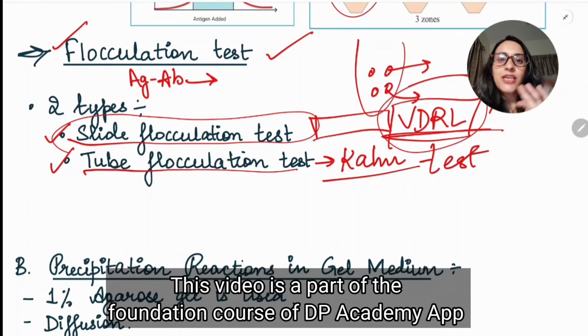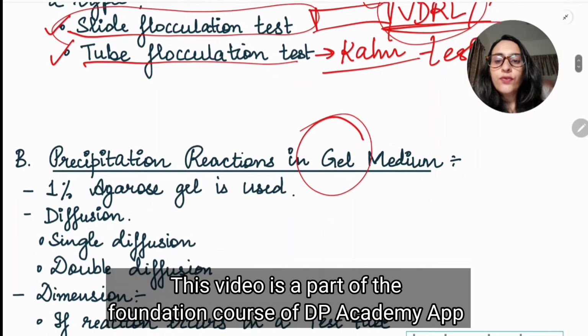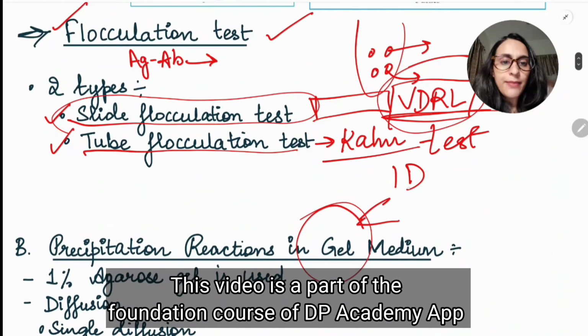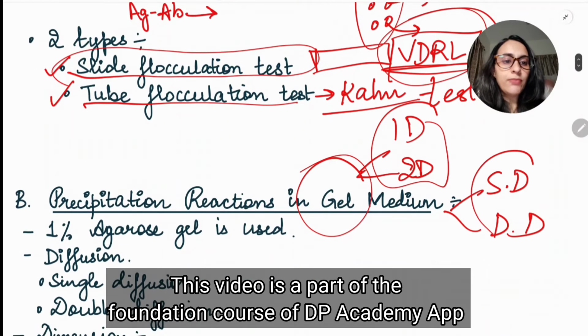We have finished with precipitation reaction in the liquid media. In that, we have covered two things: one is the ring test, another is the flocculation test. Now coming to precipitation reaction in the gel medium. Here the medium is gel, and I told you it is of two types. Either it is one dimension or two dimension. Another type, it can be single diffusion or double diffusion. So we are going to cover all of these one by one.